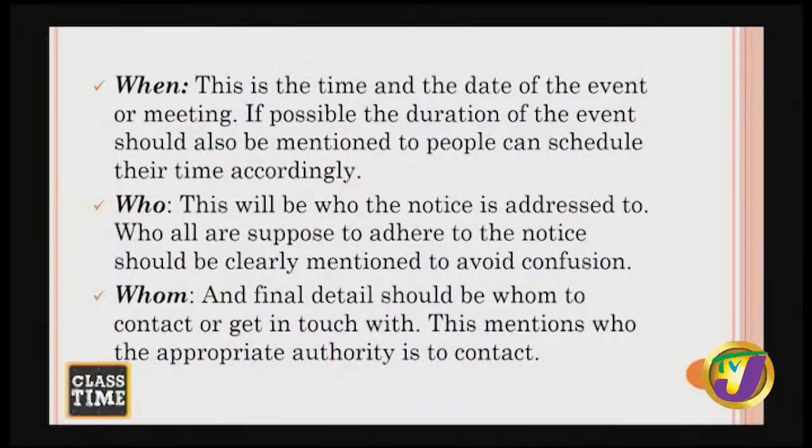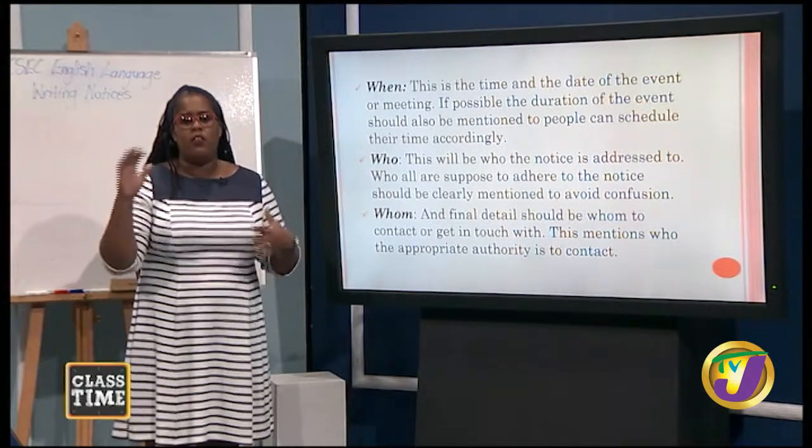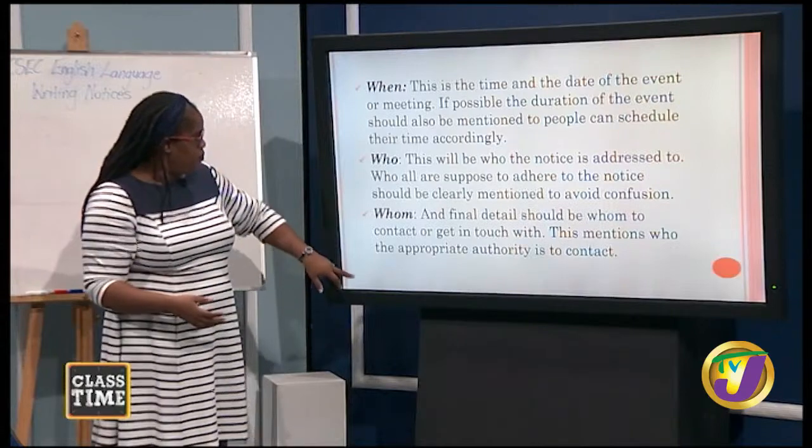Who all are supposed to adhere to the notice should be clearly mentioned to avoid confusion. So let me read it again. All the persons who are supposed to adhere to the notice should be clearly mentioned to avoid confusion. And the final detail should be whom to contact or get in touch with. This mentions who the appropriate authority is to contact, right? So you want to know who it is that you are supposed to get in contact with as it relates to this issue or this event, right?